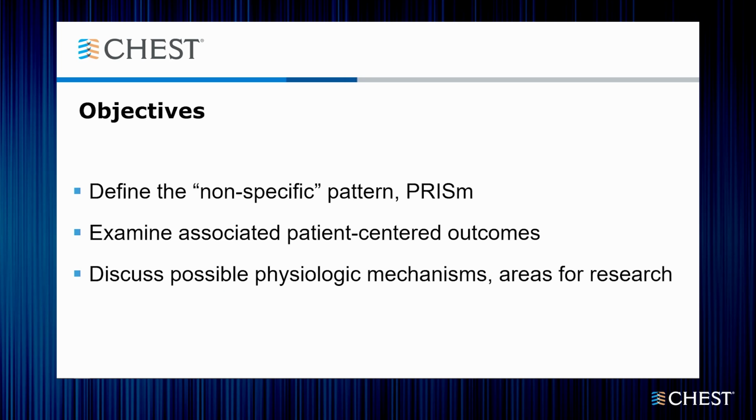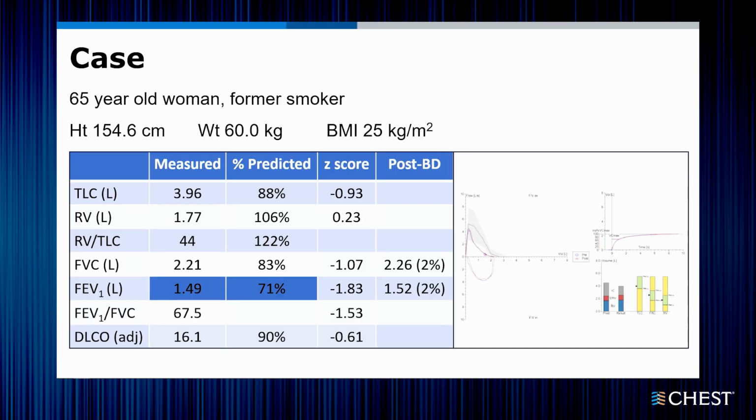So we're going to talk a little bit about terminology, because I think terminology in this area has been remarkably confusing over the course of the years, and see if we can anchor some of the terms that we use with regards to nonspecific pattern and PRISM, with both patient-centered outcomes and postulated and current future directions to better define physiologic mechanisms. So I'd like to start with a case, and I'm just curious.